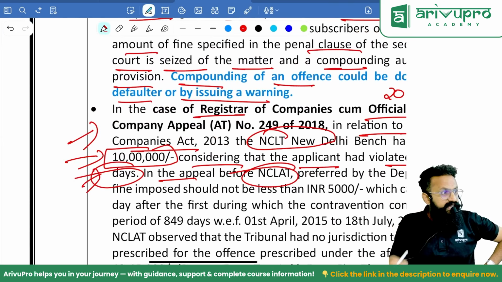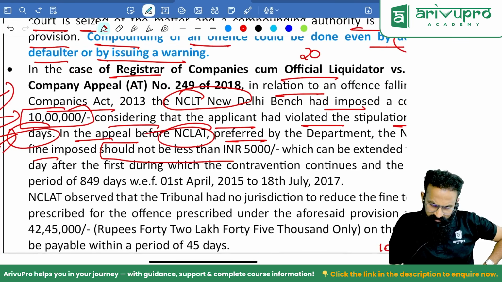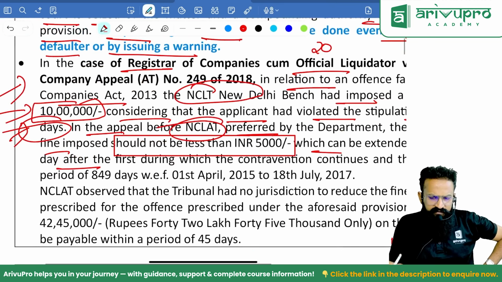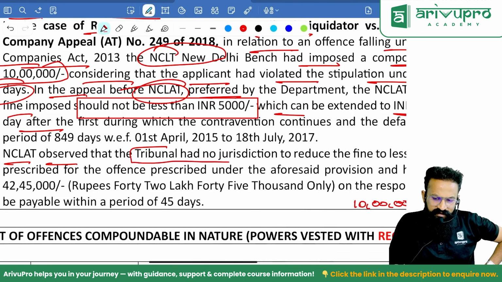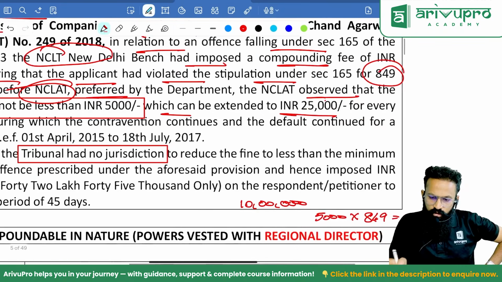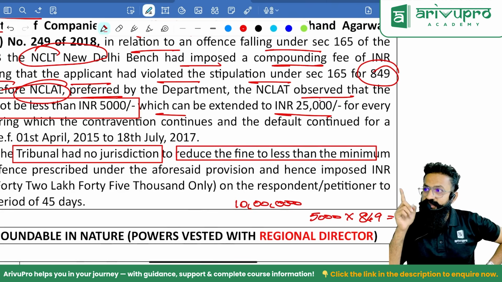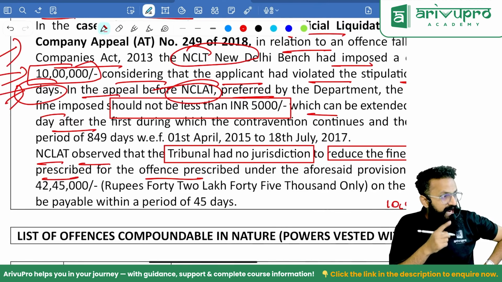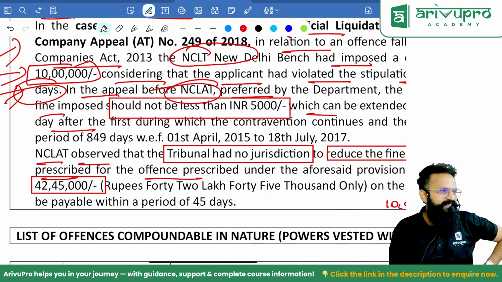In this case, NCLAT came and said, see here, preferred by the departments, NCLAT observed that the fine imposed should not be less than 5,000, which can be extended to 25,000 for every day after the first day. Correct? Now, what did they say? NCLAT observed that the tribunal had to reduce the penalty given to less than the minimum prescribed for the offence, and hence NCLAT revised the decision and made the penalty as prescribed. Are you getting the point?